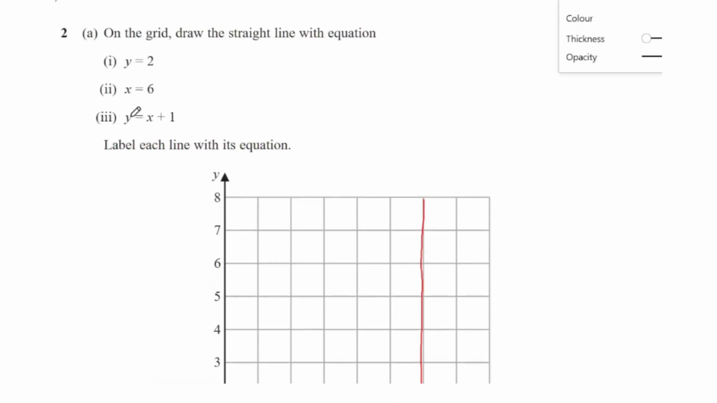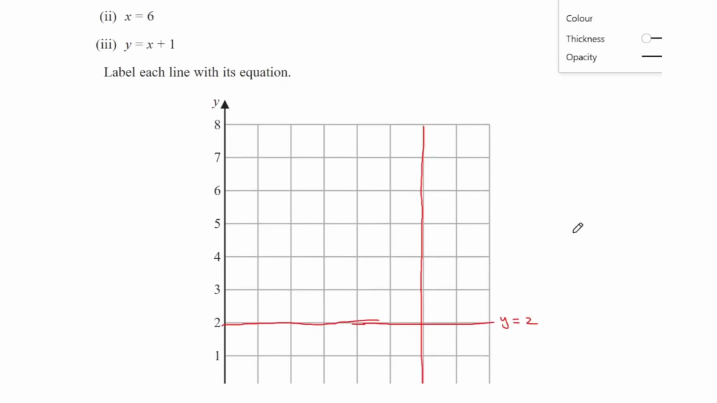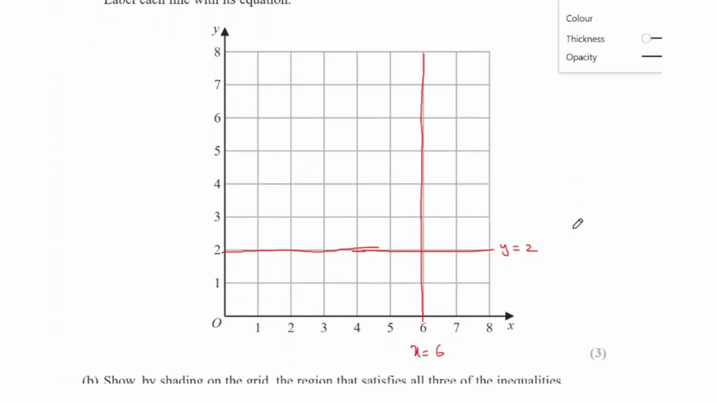And then they said draw the straight line with equation y is equals to x plus 1. When x is 0, y is equals to 1. When x is equals to 1, y is equals to 2. When x is equals to 2, y is equals to 3. When x is 3, y is 4. When x is 4, y is 5. When x is 5, y is equals to 6. When x is 6, y is equals to 7. When x is 7, y is 8.